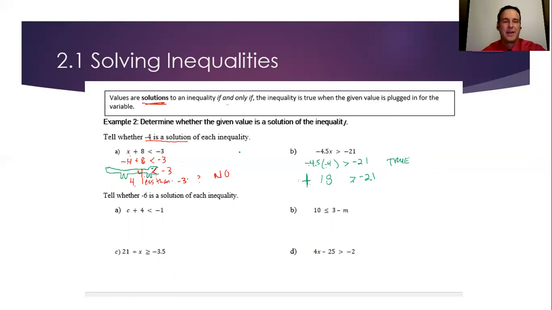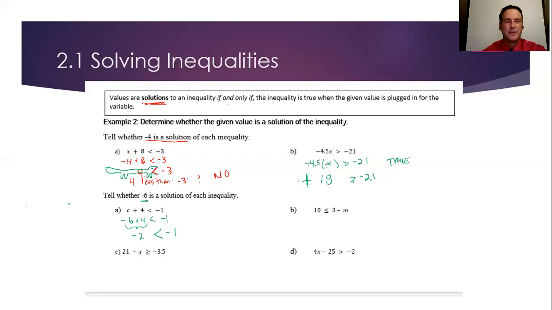All right, this one involves some addition and subtraction. They ask, is negative 6 a solution to each of these 4? Let's try. Negative 6 plus 4 is negative 2. And they want to know, is that smaller than negative 1?